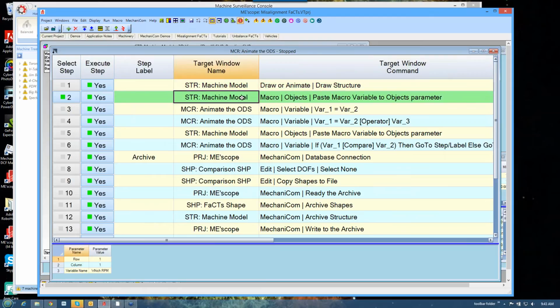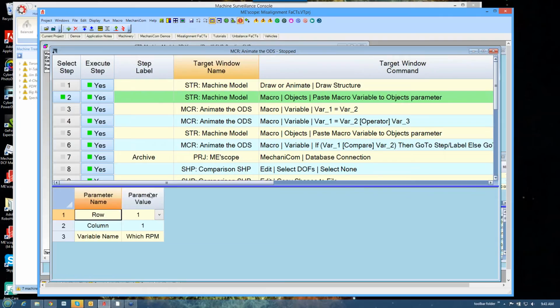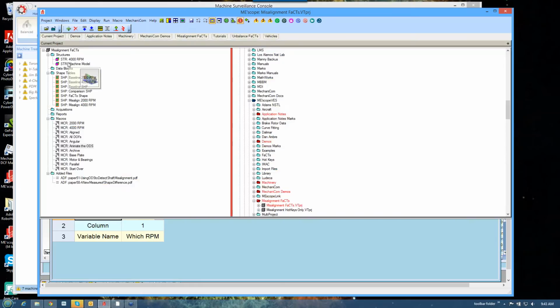Now we're going to paste. This is a kind of unique command here. I'm pasting into the object spreadsheet. Let's open that up and let me show you what that's doing here.